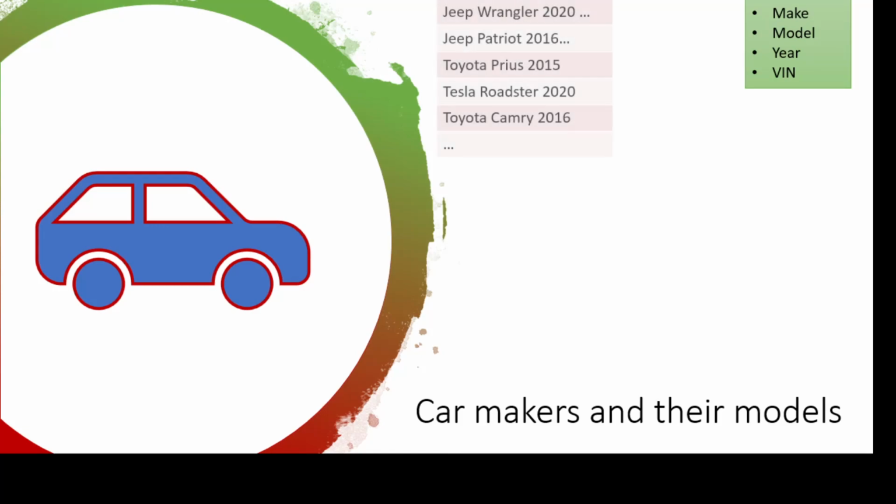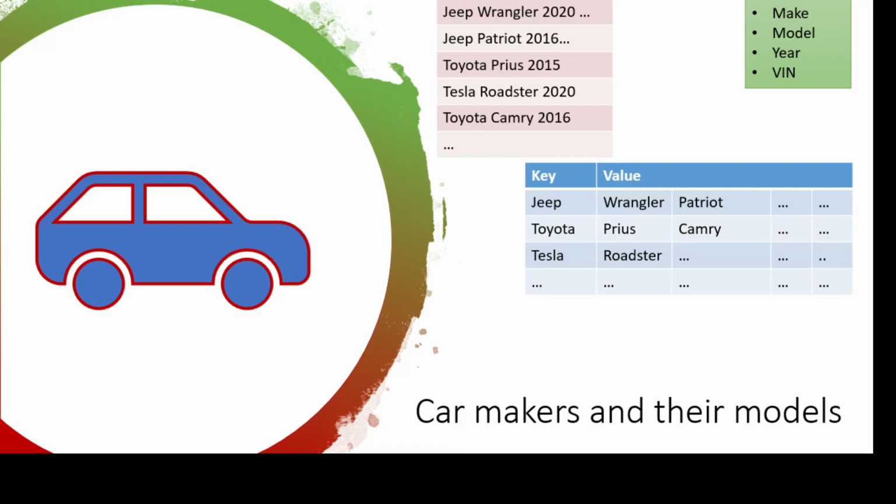All right. So how would I figure out what are all the car makers and what models do they have? Again, I have the same list of data coming in. How do I organize that? Well, the car maker is the make right there. So it's Jeep, it's Toyota, it's Tesla. Ford, GM, Fiat, Chrysler, whatever car maker you want to talk about out there. My key is going to be the maker, and the models is going to be all of the other items. But I need to keep multiples here. The Jeep doesn't just make the Wrangler, it makes the Wrangler and the Patriot. Toyota makes the Prius and the Camry and other ones like that. Tesla, Roadster, and other ones.